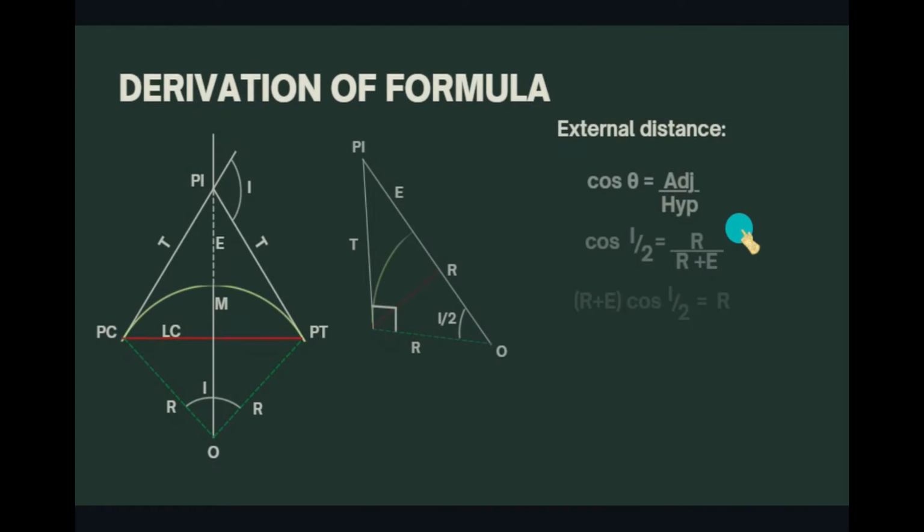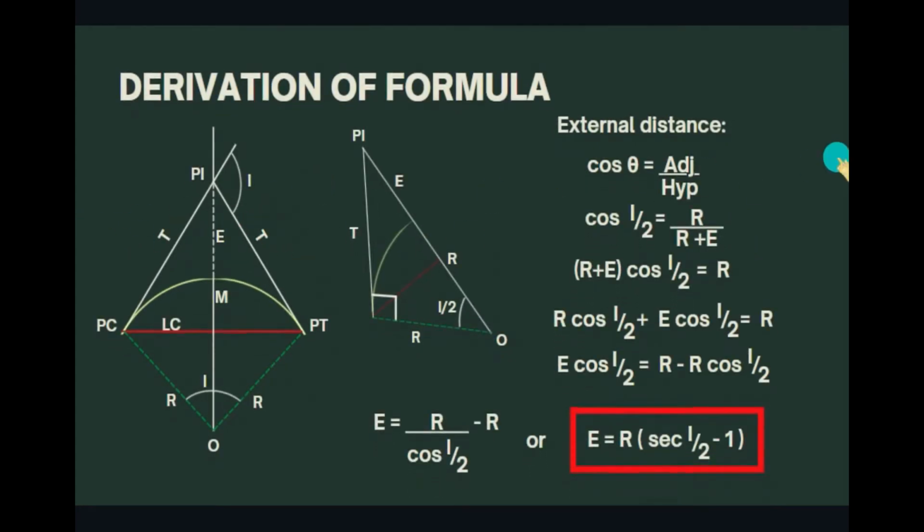So with this, we can get the formula for our E, which is the external distance. So we can just use the triangle from the previous example. So using the trigonometric identity of cosine, we get cosine I over 2 equal to the adjacent, which is R, over the hypotenuse, which is the radius plus the external distance, so R plus E. Then we can just distribute cosine I over 2 inside the parentheses. Then we can transfer R cos I over 2 to the right in order to group common terms.